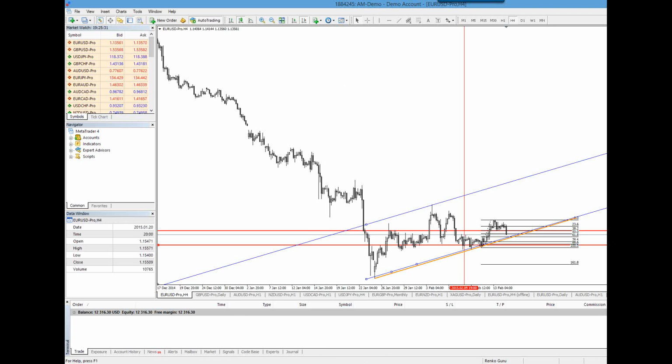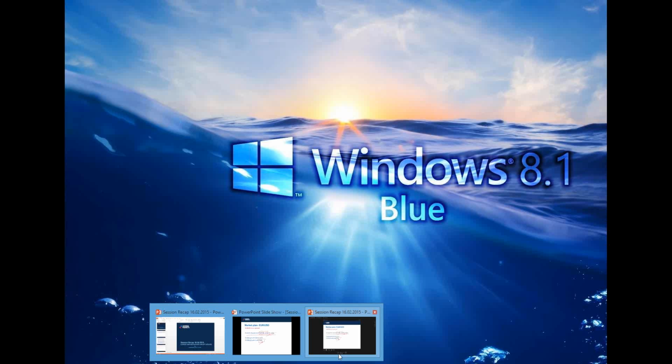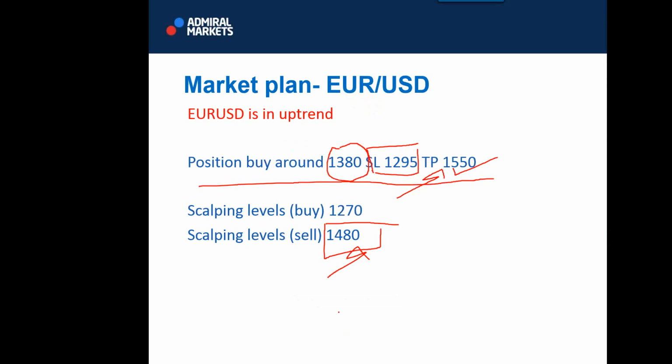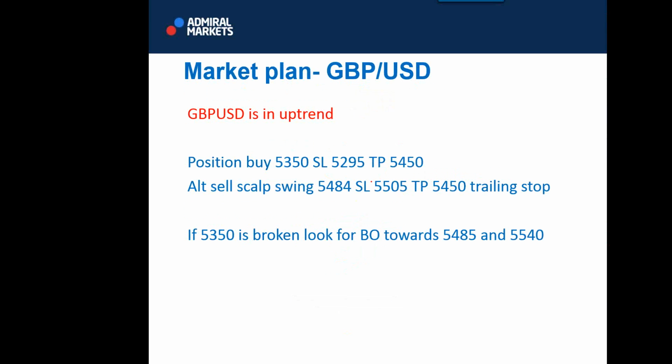Now let's move on to pound. I think it was also, or it's close to being, qualified. Yeah, pound dollar is 53.50. Again, the stop loss should be 52.95, and 54.50 is the target. Sell could be executed at 54.85, 55.05 is the stop loss, 54.50, but this now is very close to being qualified.